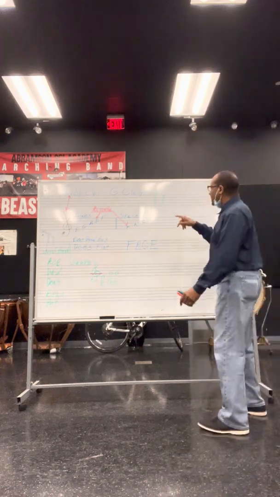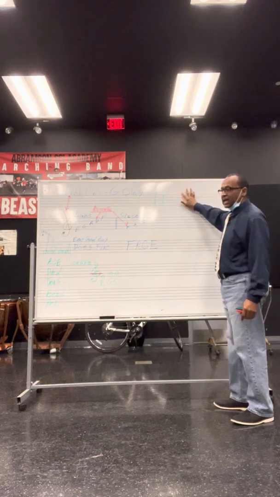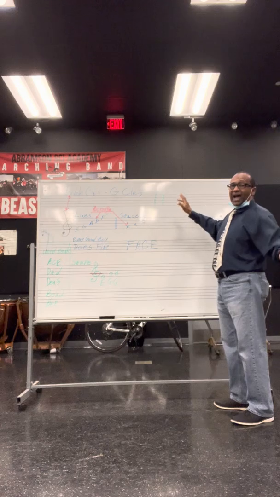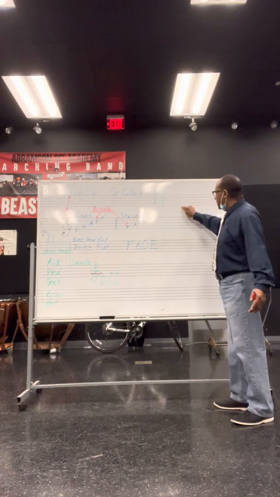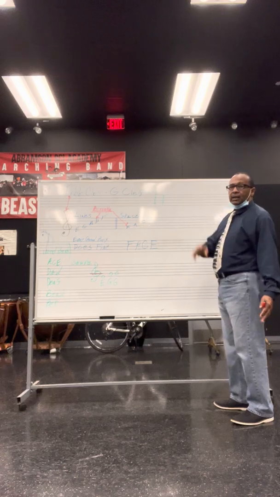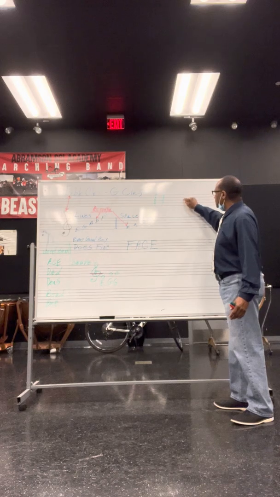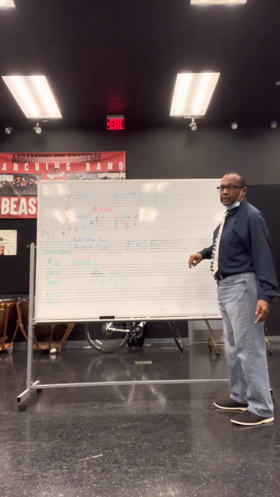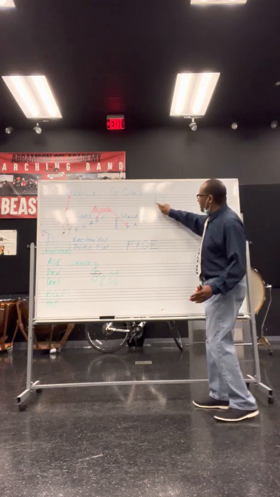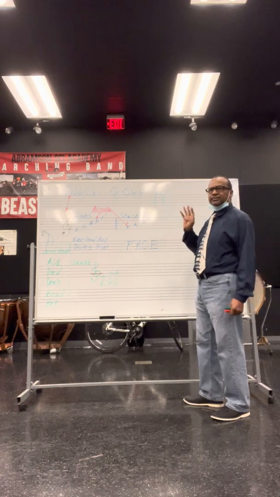As you remember, yesterday we learned that this is known as a staff. And what is a staff? A staff is made up of 5 lines, 1, 2, 3, 4, 5, and 4 spaces, 1, 2, 3, 4. I'm going to repeat that again. You must always remember you count from the bottom up, and I have it numbered. So a staff is made up of 5 lines and 4 spaces.